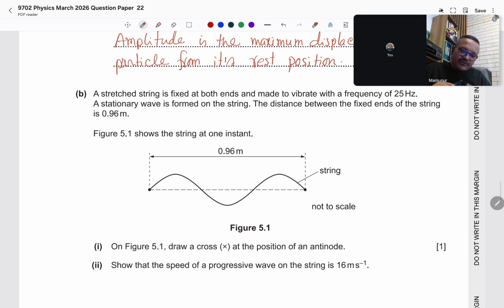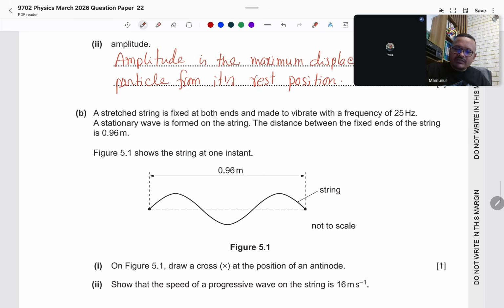A stretched string is fixed at both ends and made to vibrate with a frequency of 25 hertz. A stationary wave is formed on the string. The distance between the fixed ends of the string is 0.96 meters.